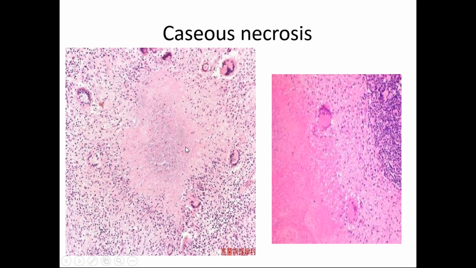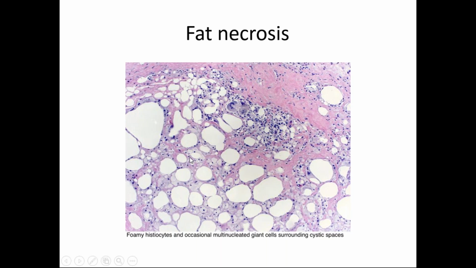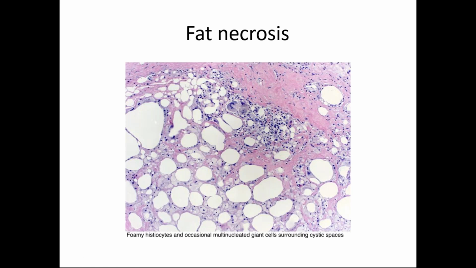Caseous necrosis shows pink homogeneous material, mainly seen in tuberculosis. Fibrinoid necrosis is seen in major vessels, mainly arteries, the large vessels. And fat necrosis is usually seen in fatty tissue. Foamy macrophages are present. Necrosis of the fatty tissue occurs. So this is mainly necrosis.